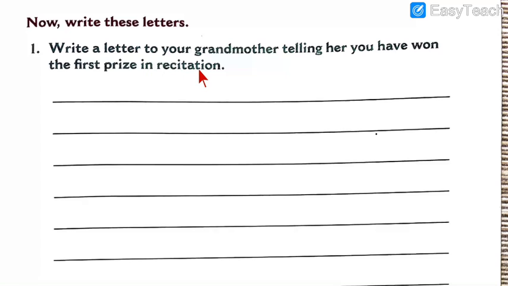So work on this question, try to solve it. In the next lecture, we both together will solve this, but I hope that at least you will try to write the letter on your own.